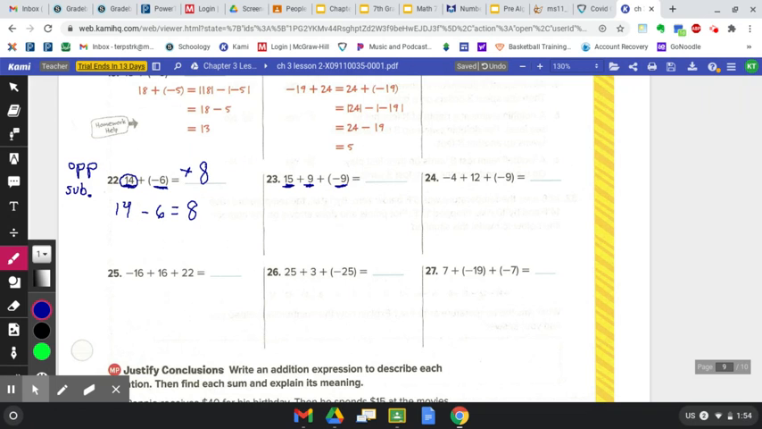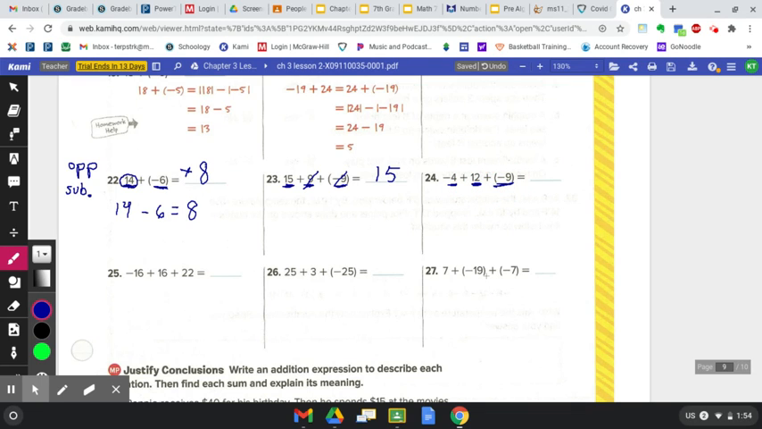And I know that opposites will cancel each other out, meaning positive 9 and negative 9 would go to 0, and I'm left with 15. Number 24, I have a negative 4, a positive 12, and a negative 9.